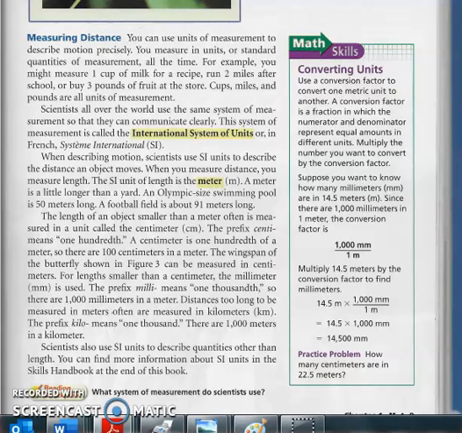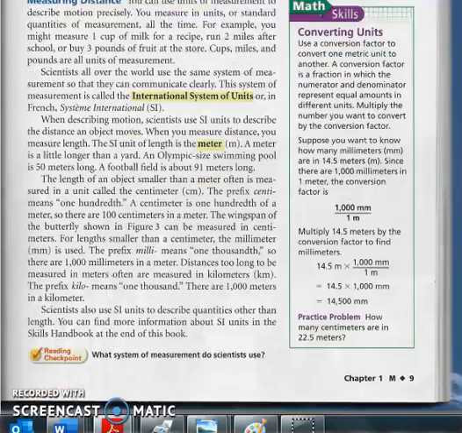For lengths smaller than a centimeter, the millimeter, or mm, is used. The prefix milli means 1,000th, so there are 1,000 millimeters in a meter. Distances too long to be measured in meters often are measured in kilometers, km. The prefix kilo means 1,000. There are 1,000 meters in a kilometer. Scientists also use SI units to describe quantities other than length. You can find more information about SI units in the Scales Handbook at the end of this book.